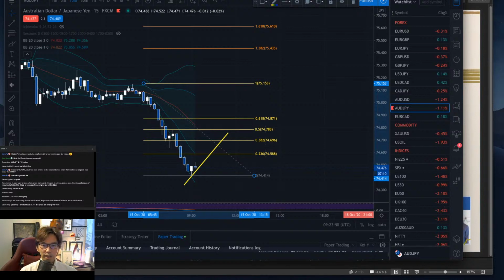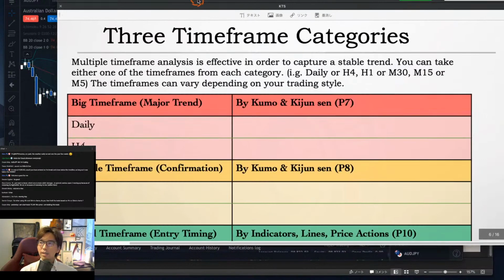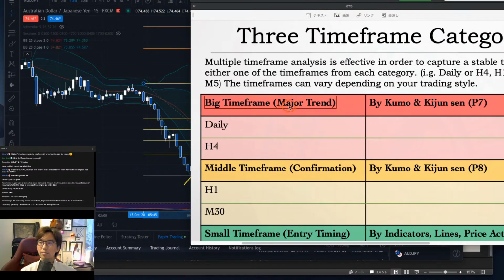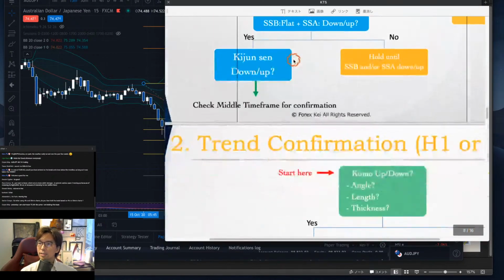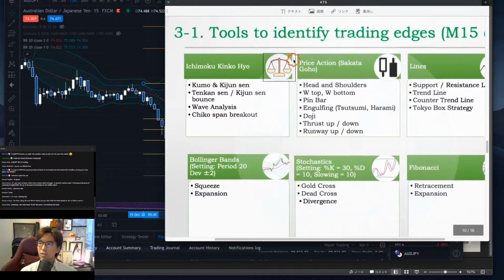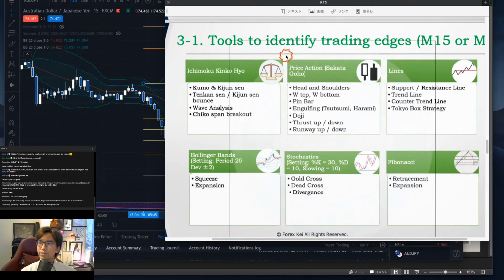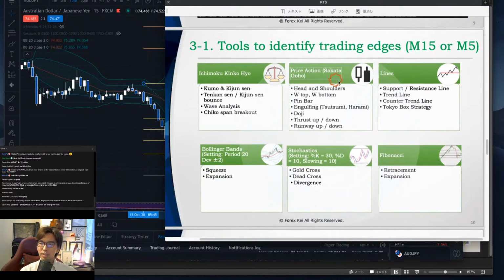And what else can we find? Let's open the KTS PDF and see what else we can find to identify the trading edge. So here is the PDF of the KTS, and so usually I look at these tools to capture the trading edge in 5 or 15-minute chart.